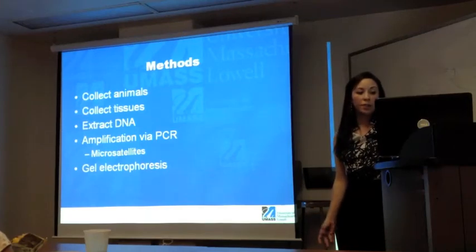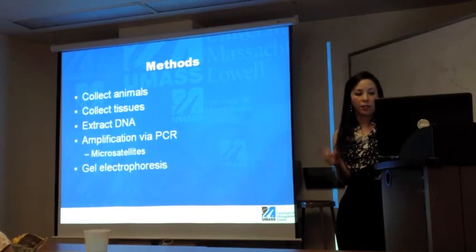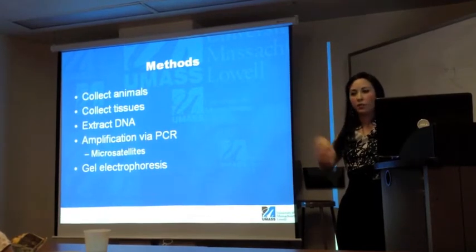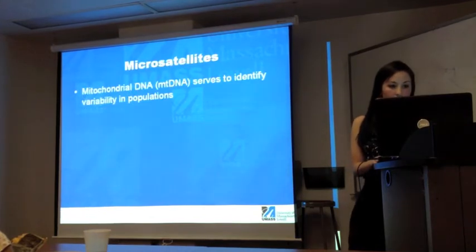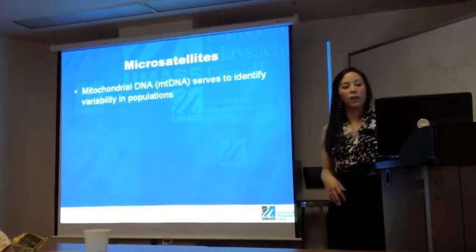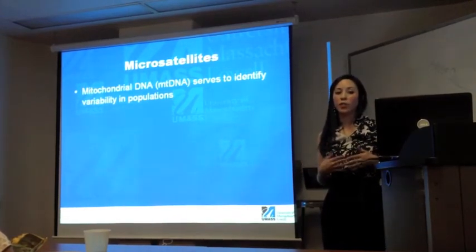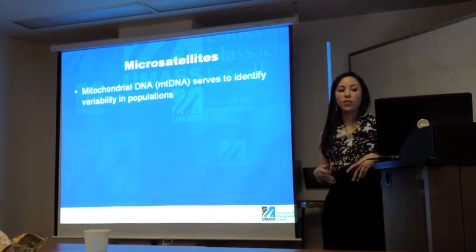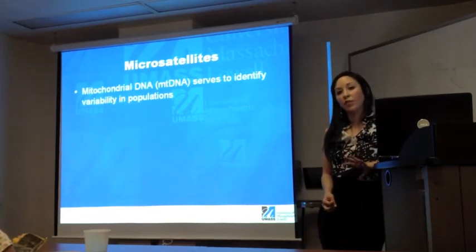PCR at small microsatellite loci, which I'll talk about in a second, and then viewed on a gel. Pretty standard molecular biology. So microsatellites differ from other areas of the genome. For example, mitochondrial DNA is only maternally inherited, and it does serve to identify variability in populations, but just on the mother's side, for example.